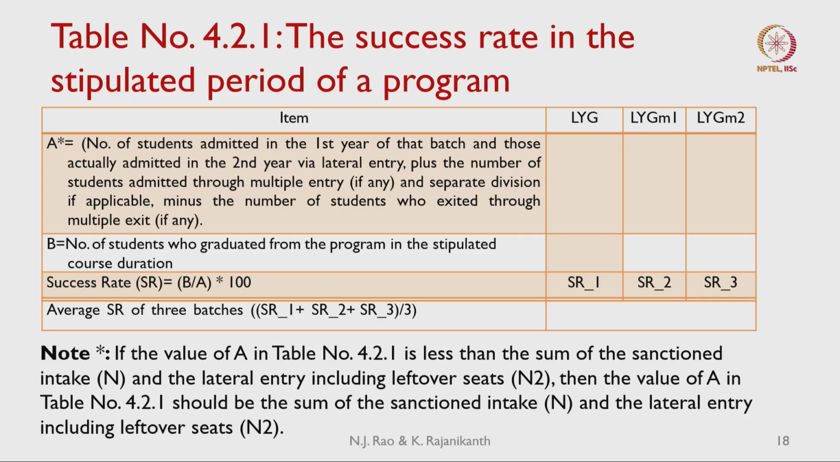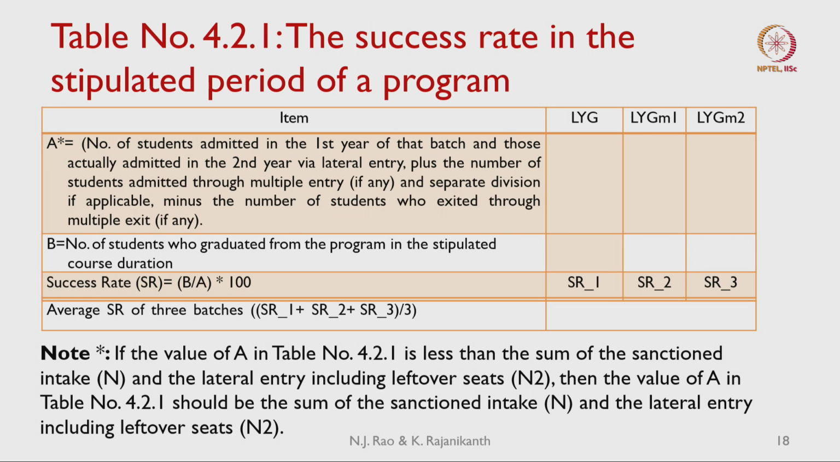And if the value of A in the table 4.2.1 is less than the sum of the sanctioned intake N and the lateral entry including leftovers, then the value of A in the table 4.2.1 should be the sum of sanctioned intake and the lateral entry including the leftovers. So, if the value that you are getting in the denominator is much smaller, that is actually the students are not getting completely filled up, then whatever is the value, that is the sanctioned intake, whether they are filled or not. Notice that the sanctioned intake N plus lateral entry including leftover we are taking.